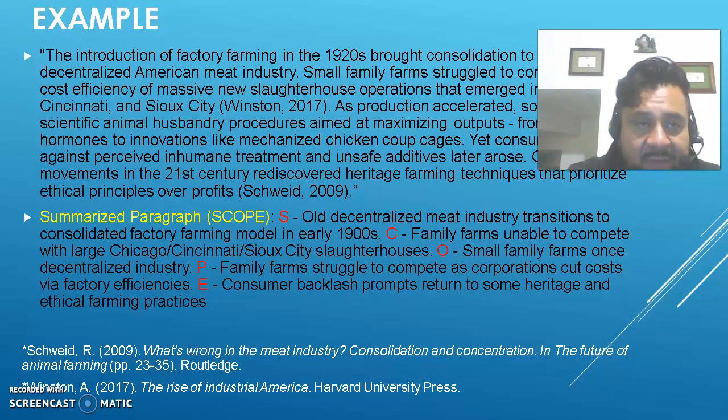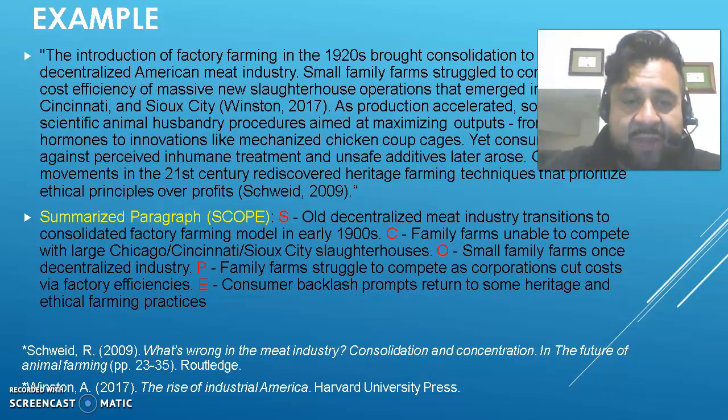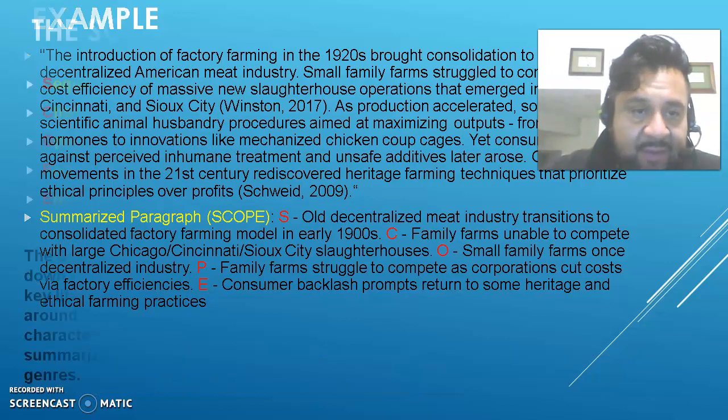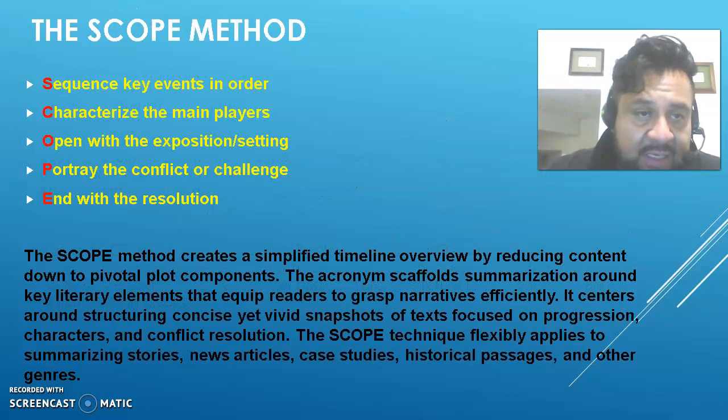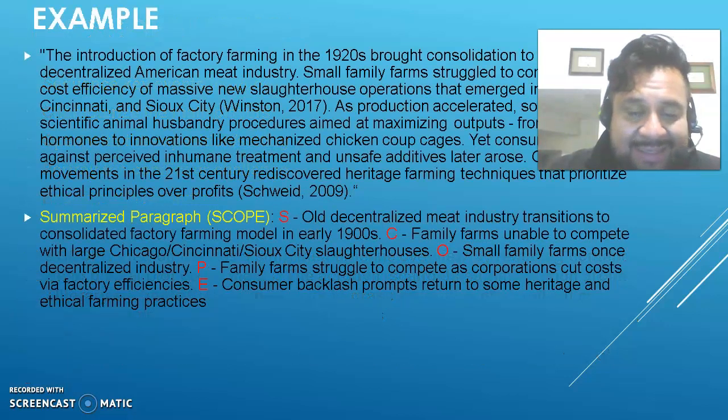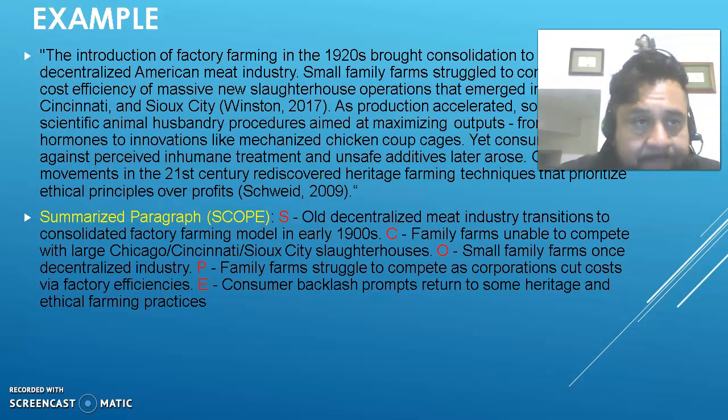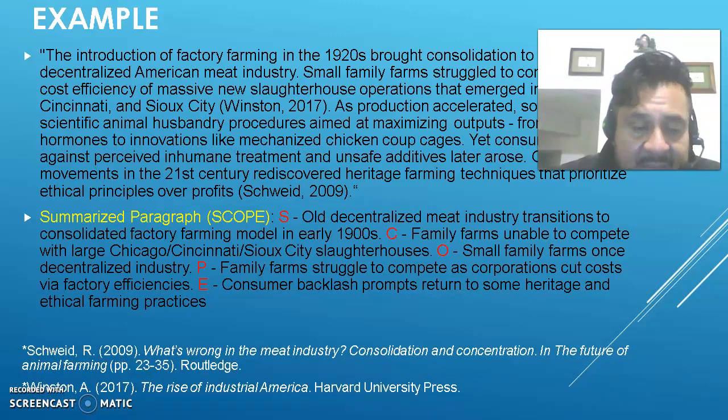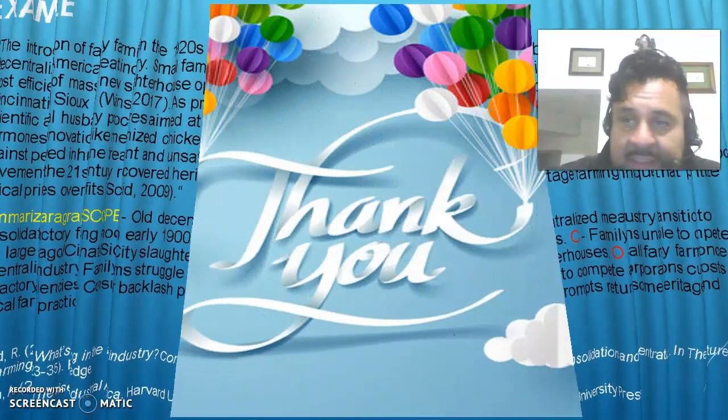Here we have the original, as in the other examples we have the original paragraph and the summarized paragraph using the scope method. You can see the S, C, O, P, and E of the scope method. You can see all detail in this, everything is detailed in this paragraph, and that's the references, and that's it.